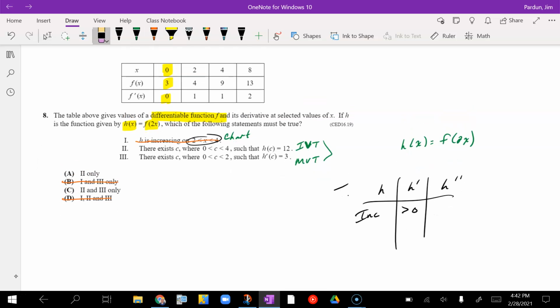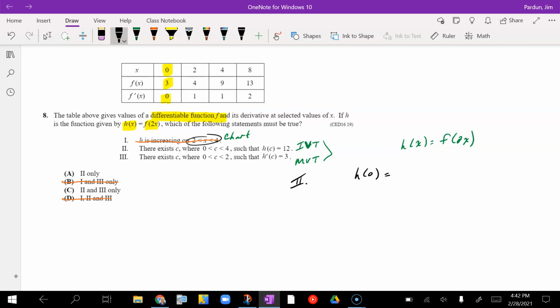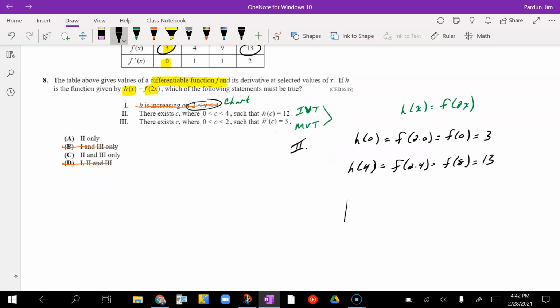So 1 is out. So let's now go to the intermediate value theorem. For the intermediate value theorem, I have to evaluate h of 0 and h of 4. So h of 0, this is going to be part 2. H of 0 is going to be f of 2 times 0, which is f of 0. And according to the chart, f of 0 is equal to 3. Okay, that's fine. Let's find h of 4. H of 4 is going to be f of 2 times 4, which is f of 8. And according to my chart, f of 8 is 13. So let's draw a picture of this to help you really understand what the intermediate value theorem is saying.